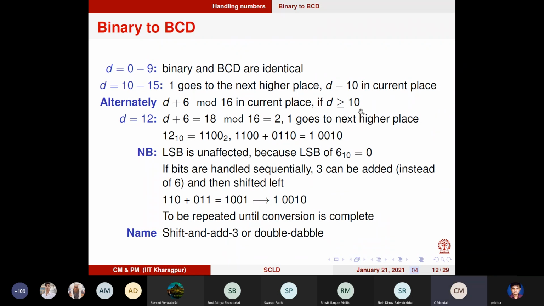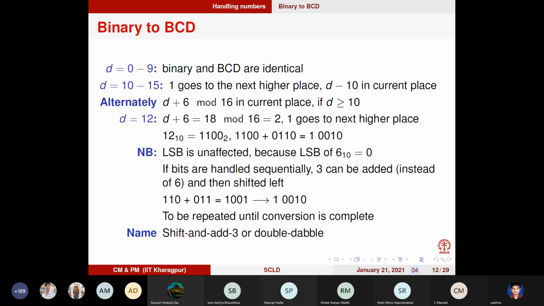So if the decimal number is more than 9, you add 6 to it and take mod 16. So can you tell what is the BCD representation? What is the BCD number for 12? How do you get the BCD representation for 12? For the decimal number 12, what will be the binary?